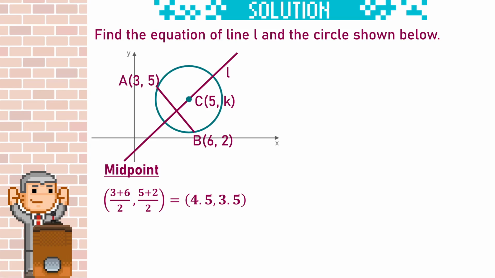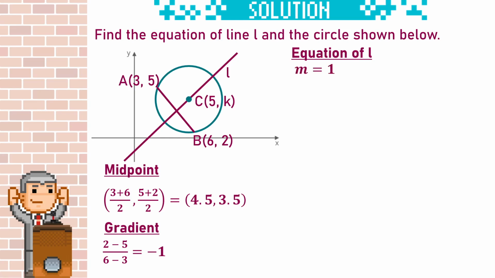Next, we can find the gradient of line AB, and we can do that by doing the change in y over the change in x, and the gradient will be -1. Now, the reason we want to find the gradient is because we are looking for line L, and line L is perpendicular to line AB. Therefore, we know that we are going to change the sign and flip it to find the gradient for line L, which will be 1, because 1 over 1 is just 1, but -1 becomes a +1.